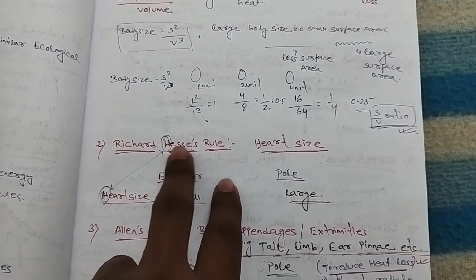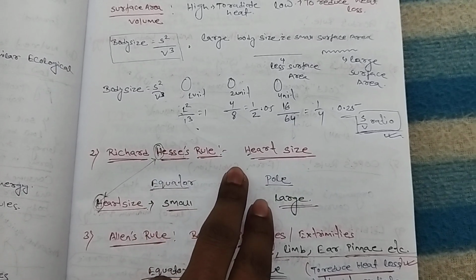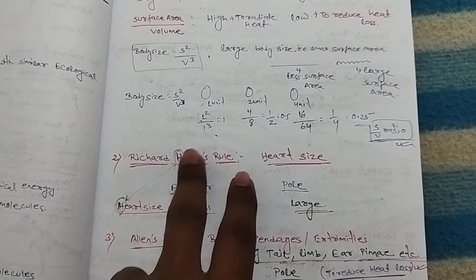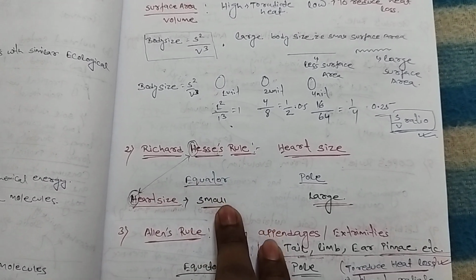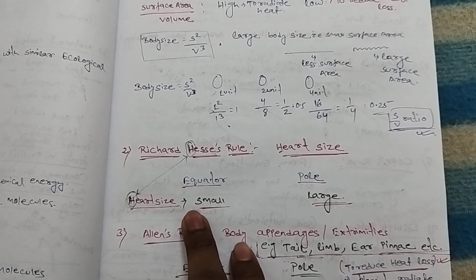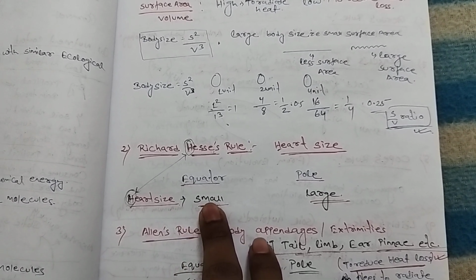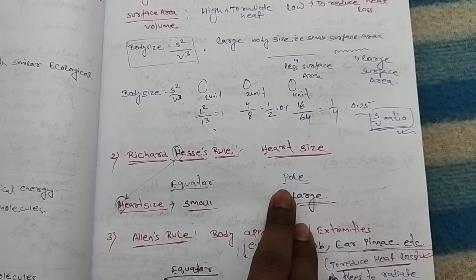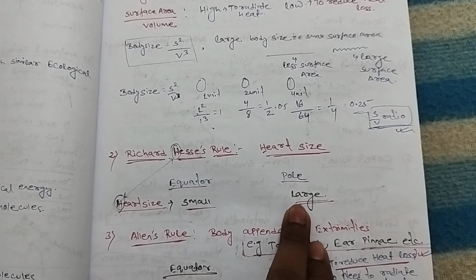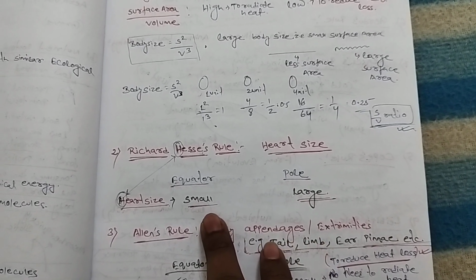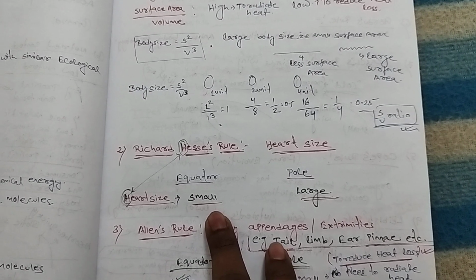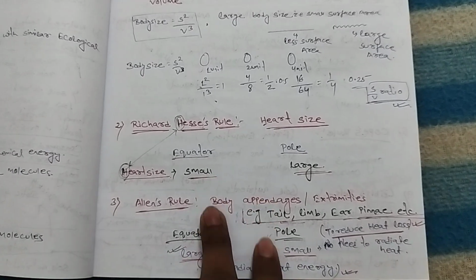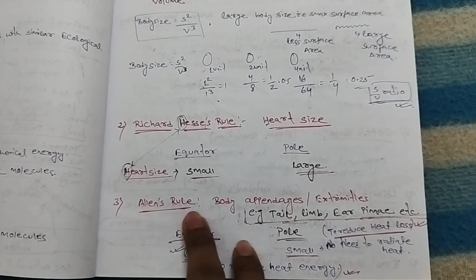This is about the heart size of the organism. You can relate H for heart, and by this method you can remember this rule. This rule says that the animals which are living in the equator have comparatively a small heart than the animals which are living in poles. As you can relate, the animal body size is smaller in the equator, so it requires a small heart to pump the blood.